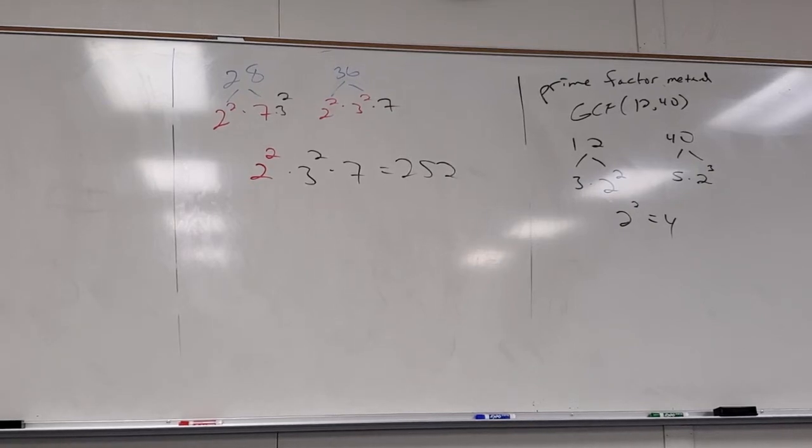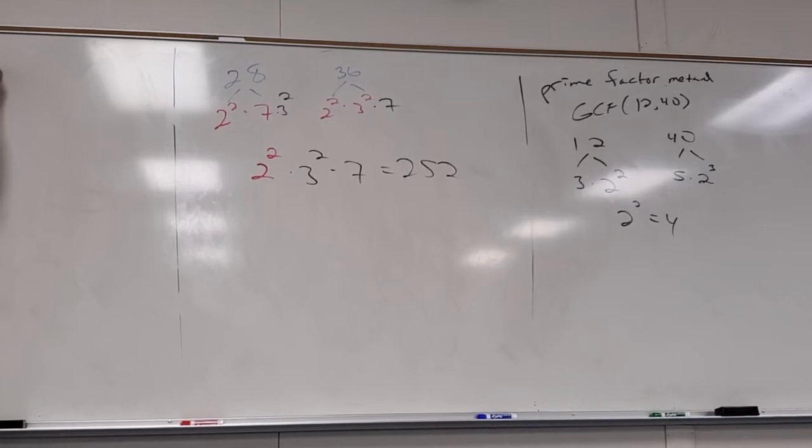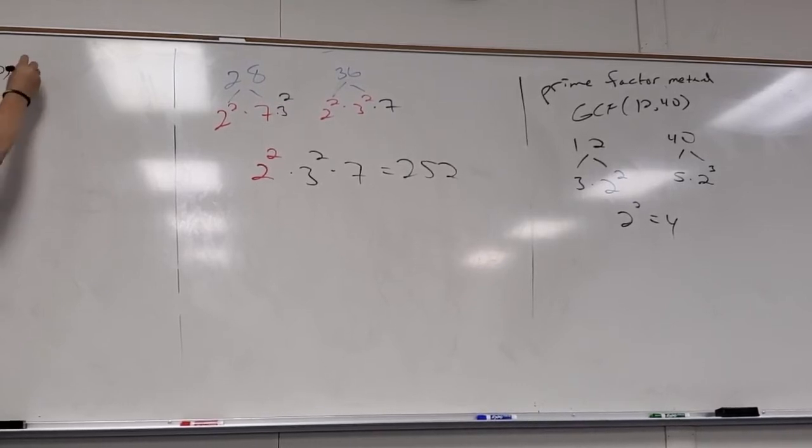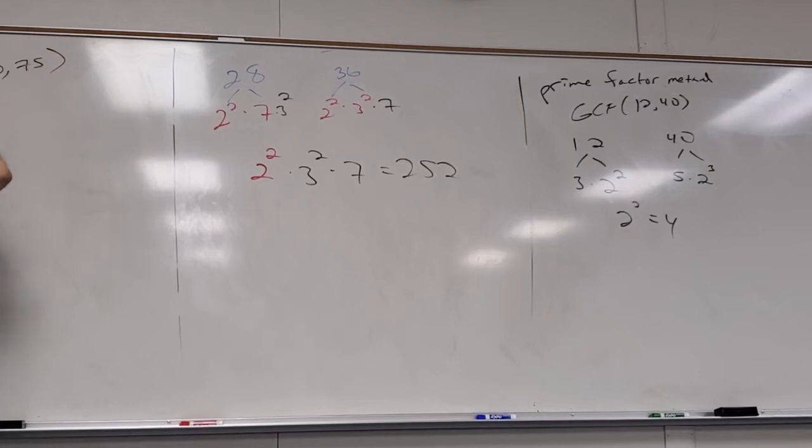Did anyone come up with another example? I can do it on the fly. I'll do it live. What about the LCM of, let's do 40 and 75. I like it. Screw the set intersection. Let's just do it the better way, right?